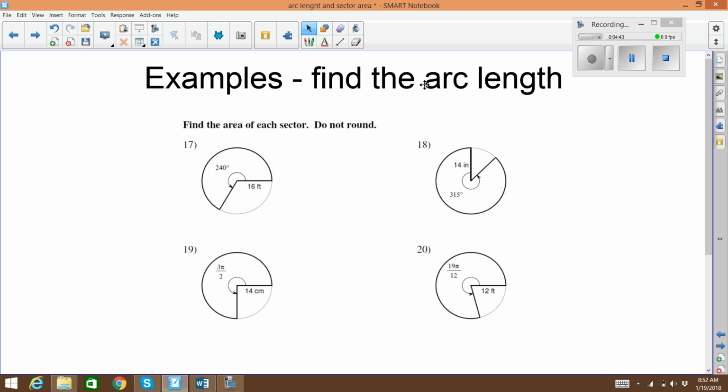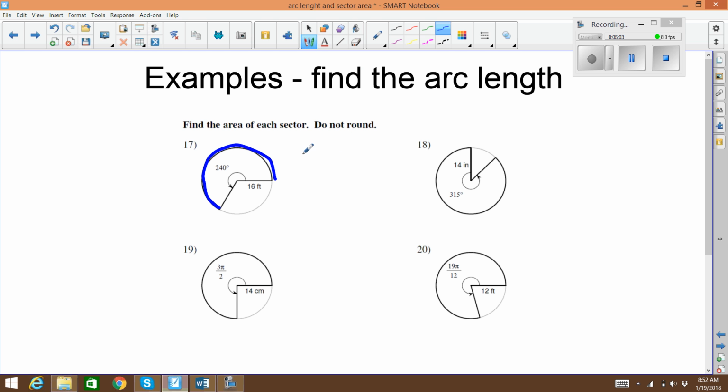So here are some examples for finding arc length. We'll do one together, and then you can do the rest. Okay, so we're looking for this big arc length here, because they've shown us this angle there. And it says do not round, and that's what I would like you to do. I don't want you to round.